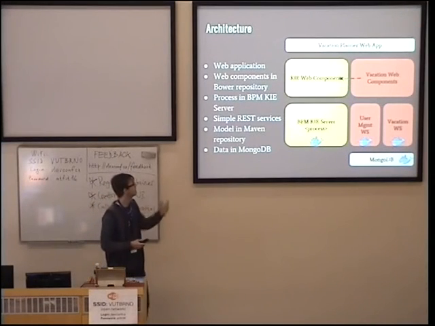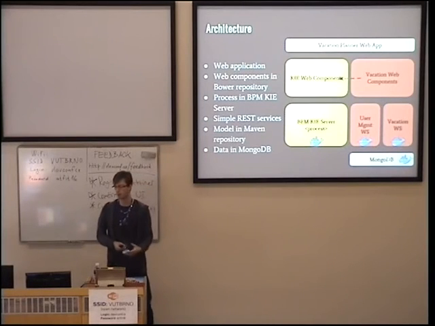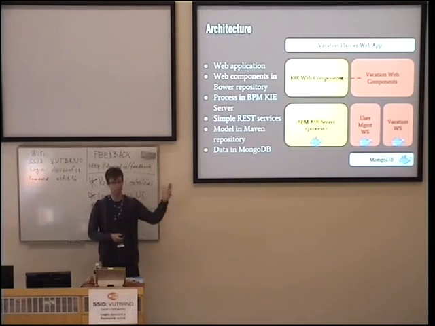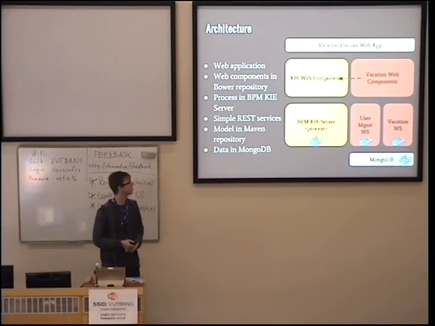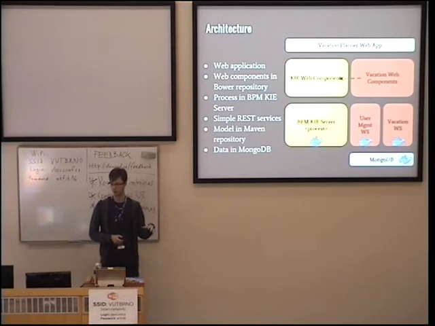Okay, this is the overall architecture. We have the vacation planner web application. The web application actually uses web components: Polymer Elements, and our custom web components, Kie web components and vacation web components. Kie web components communicate to our BPM Kie execution server to start a process, to get a list of tasks, to get a list of running processes, and so on. So we encapsulate all the logic into these web components.